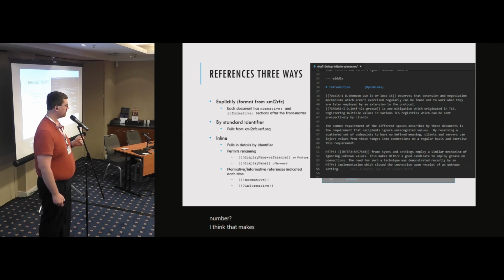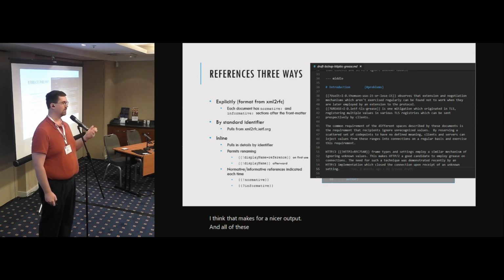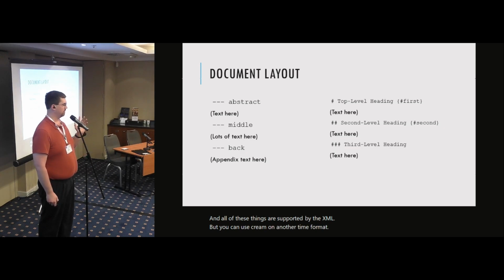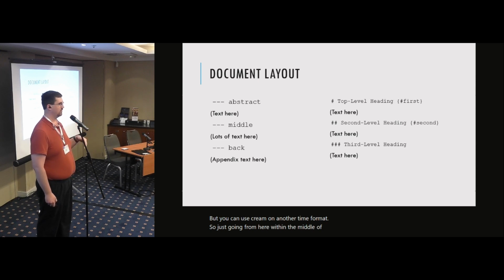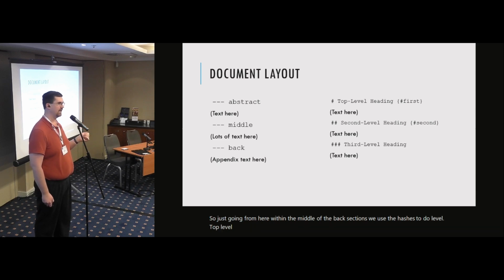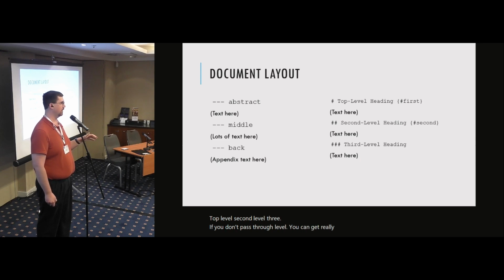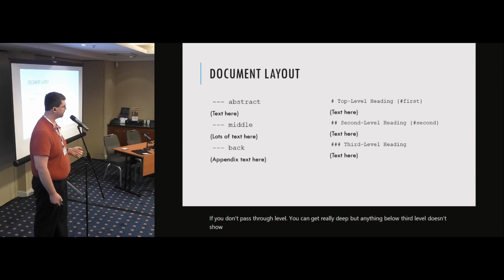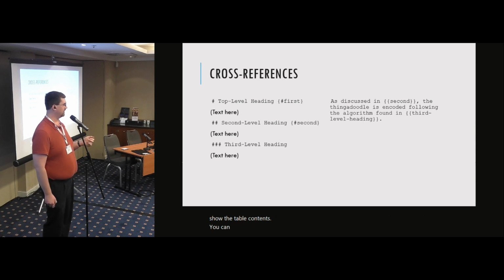I think that makes for a nicer output. And all of these things are supported by the XML, but you can use Kramdown and the Markdown formats to lead into it. So just skimming through here, within the middle and the back sections, you use the hashes to do top level, second level, third level headings. If you go past third level, you can get really deep, but anything below third level doesn't show in the table of contents.